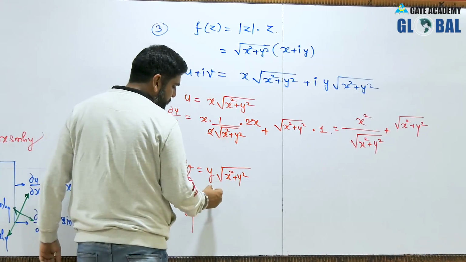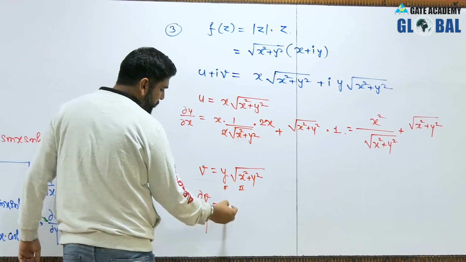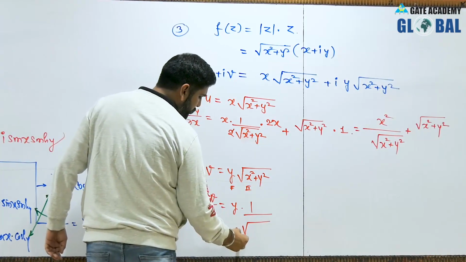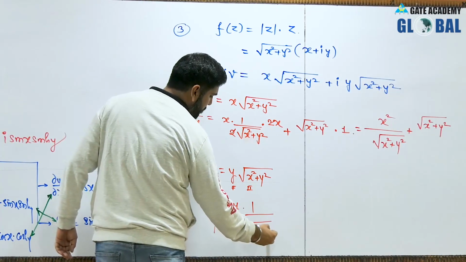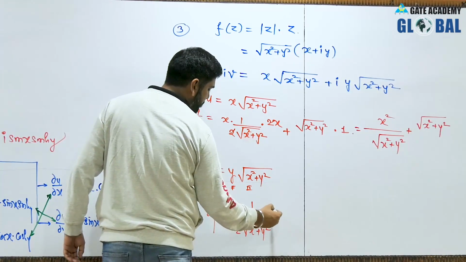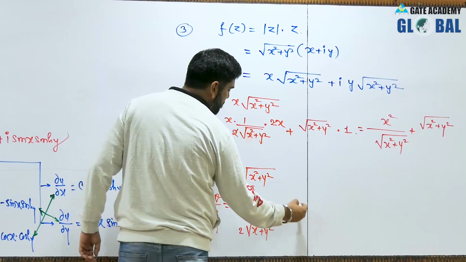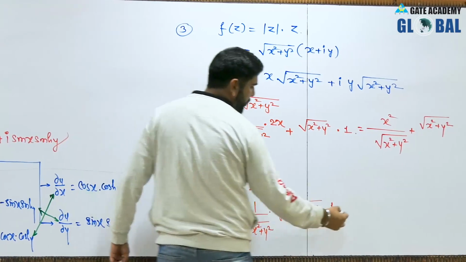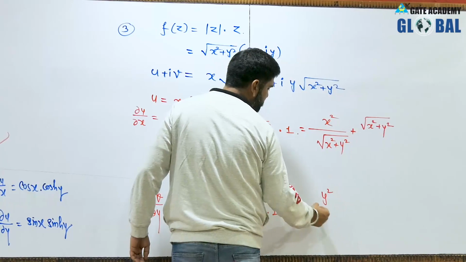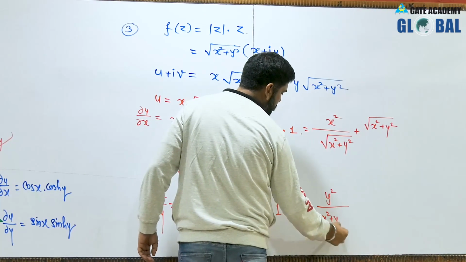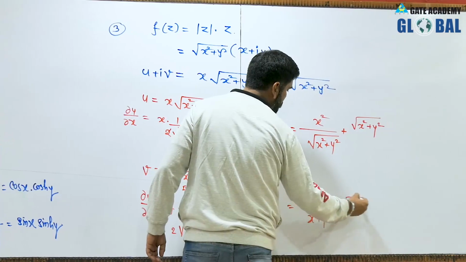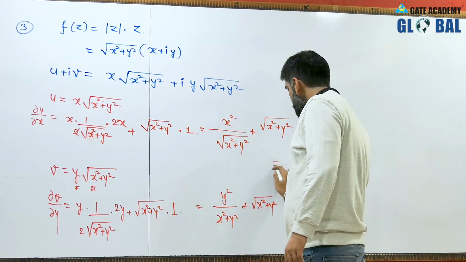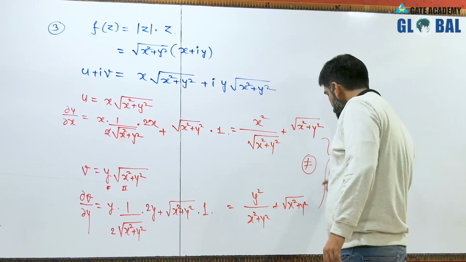So I am having again first function and the second function. So first function, the differentiation of second with respect to y, and I am having 1 upon 2 root over x square plus y square, and the differentiation, dear students, with respect to y is 2y, plus the second function is x square plus y square, and the differentiation of y is 1. So we are having y square upon root over x square plus y square, and here you can see plus root over x square plus y square. So these two values are not equal.